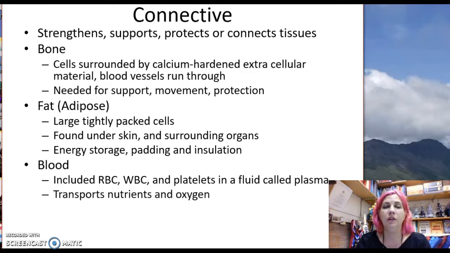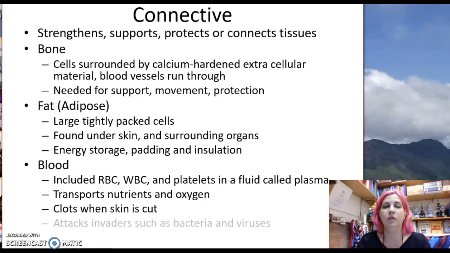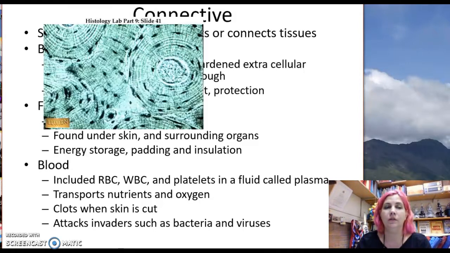So the purpose of blood is to transport nutrients and oxygen. It also transports waste and carbon dioxide. And the other big thing that blood does is that it clots when your skin is cut. So when you have an injury, your blood naturally starts to flow out of that cut, but then it also sends signals to stop the blood flow, and your blood starts to clot. And it also has an important role in the immune system, so it attacks invaders such as bacteria and viruses. If you're more interested in this, you should take the grade 12 health science course.